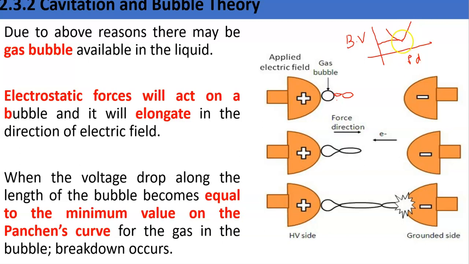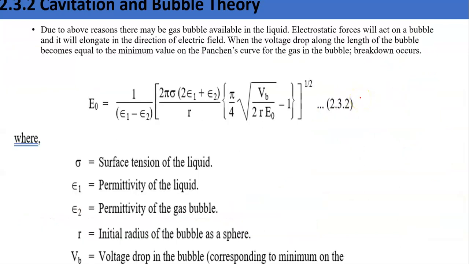And when the value of the product of pressure and gap distance is very small, then you can see here the voltage drop along the length of the bubble becomes equal to the minimum value on the Paschen's curve. So when the required voltage drop is very small, then breakdown occurs in the gas in the bubble. Final breakdown. What I told is partial, like corona or ionization or heating and production of gas molecules. But when it reaches the minimum, then the final breakdown will take place. So here the equation is given. You have to remember the equation, okay?